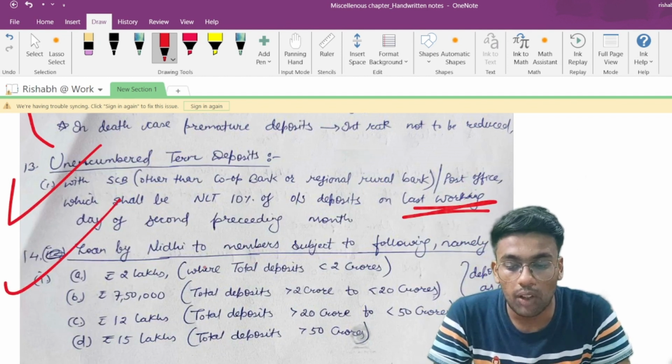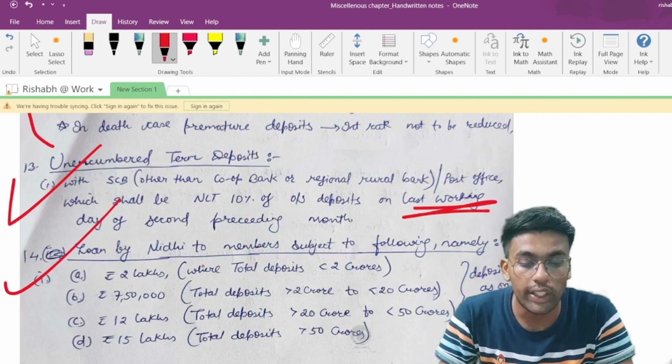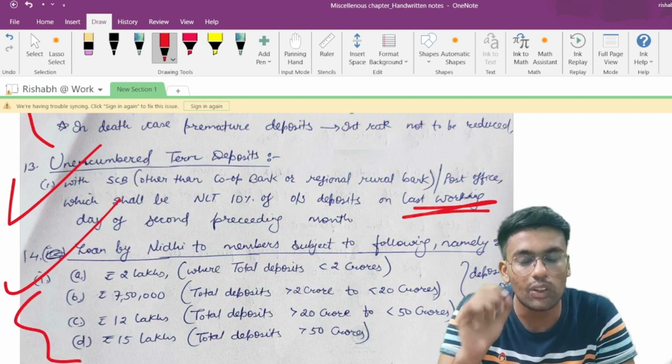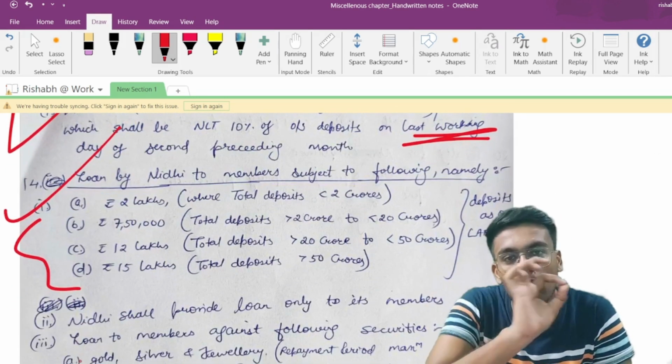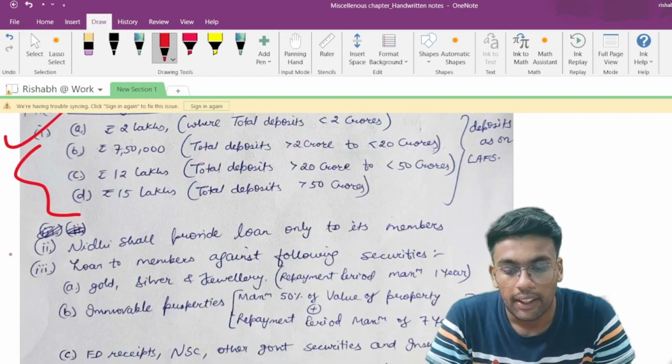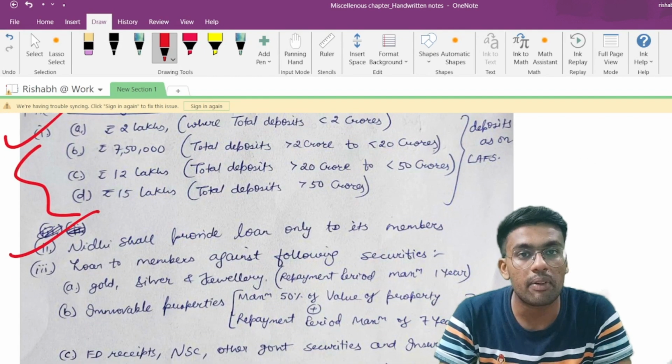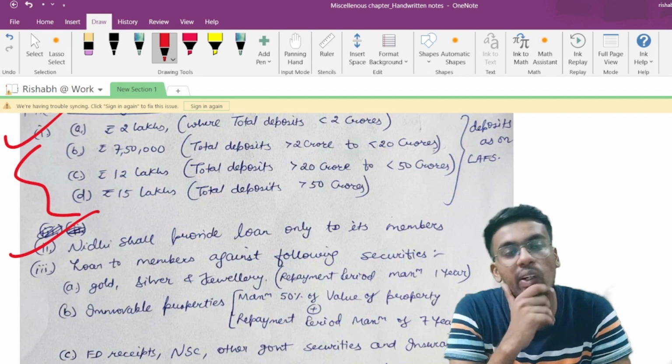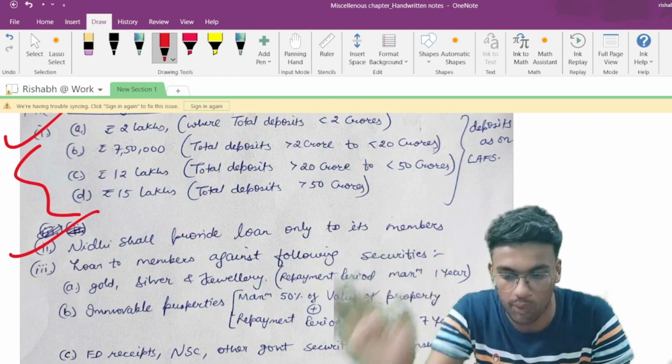Point number 14 talks about loan by Nidhi to members subject to the following. These are the thresholds. I would recommend you to please read it yourself and you will be able to understand. Nidhi shall provide loan only to its members. It cannot provide loan to any other person, including body corporate, partnership, or any other person. It cannot provide any loan.